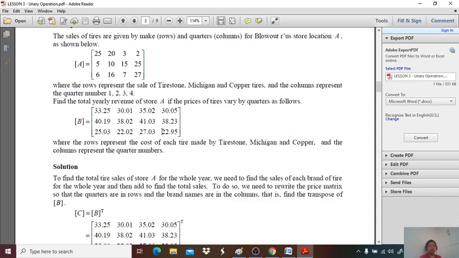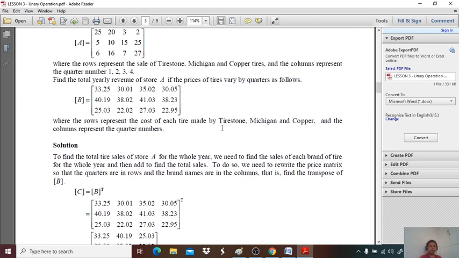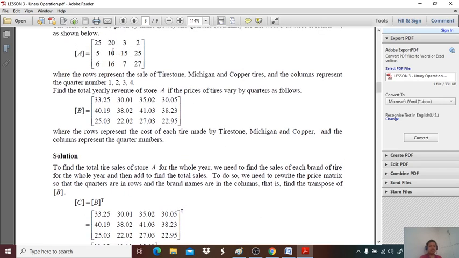But if we are going to use the transpose and the trace of a matrix, since we have to multiply A times B, and this is the price per tire, then this is the total sale. So you have to multiply it so that you are going to make it the sales of that tire in that quarter.